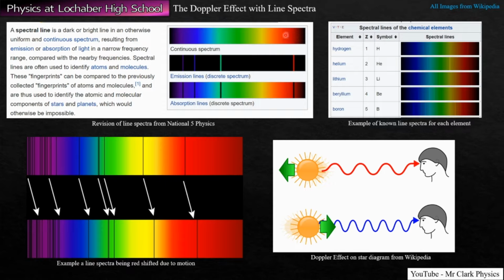The problem with that is the outer parts of the star are a bit cooler. So the core, where the light is made, is right in the centre. It's very hot, and it gives out all the colours of the light, but the outer parts actually block some. And you end up with something that looks like this. This is an absorption line spectrum.